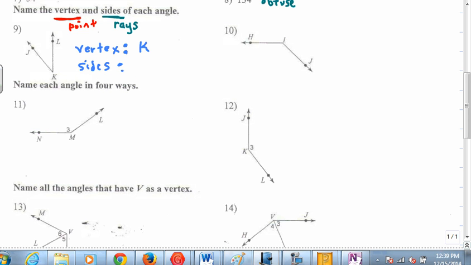For the sides, we have 2 rays. We have an arrow going to the right because that's how we write a ray. There's only an arrow in one direction for a ray. We know that our vertex is K, so we know that the K is not on the arrow side. So we're going to have a K over here and a K over here. Naming this ray, how could we name it? Ray KL. And how could we name the other ray? Ray KJ. Very good.